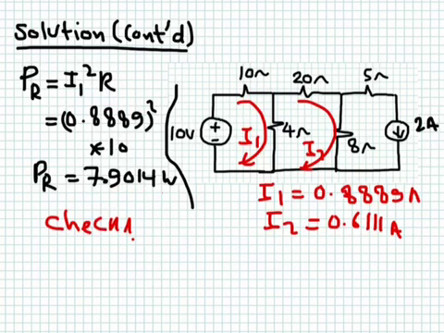And of course, as I said, there are many ways to check your answer. You can apply KVL around this loop. You can apply KCL at this node, KCL at this node, and so on. So there are many ways to check that the answer that you got is correct and not make any mistake.